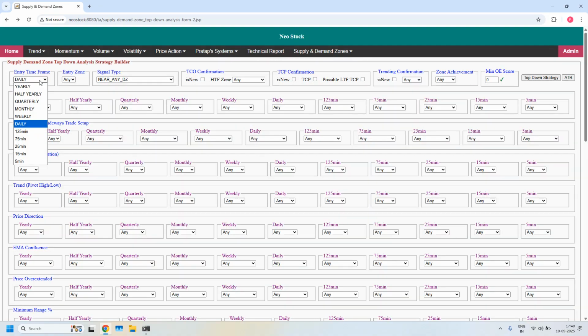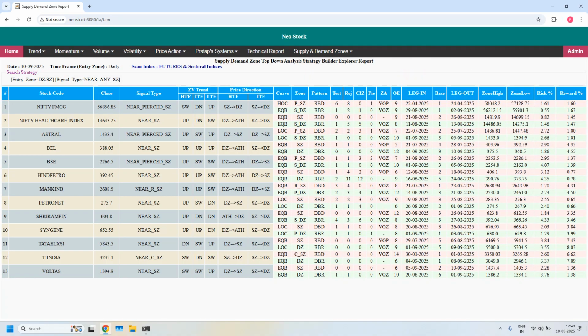Okay, next for daily time frame, stocks near to the daily supply zone. We got 13 stocks. Let us identify high priority, high liquidity daily supply zones from this list. Mankind is having a daily high liquidity supply zone. TI India is also having a high liquidity daily supply zone. So we got two high liquidity supply zones from this list.